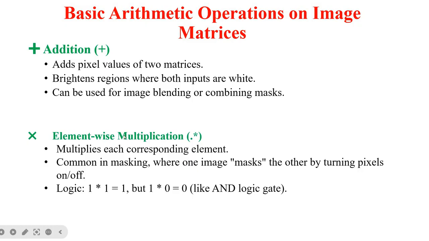Then comes the element-wise multiplication, where it multiplies each corresponding element. This is common in masking, where one image masks the other by turning the pixels on and off. And here the logic used is 1 multiplied with 1 is 1 and 1 multiplied with 0 is 0, similar to an AND logic gate.